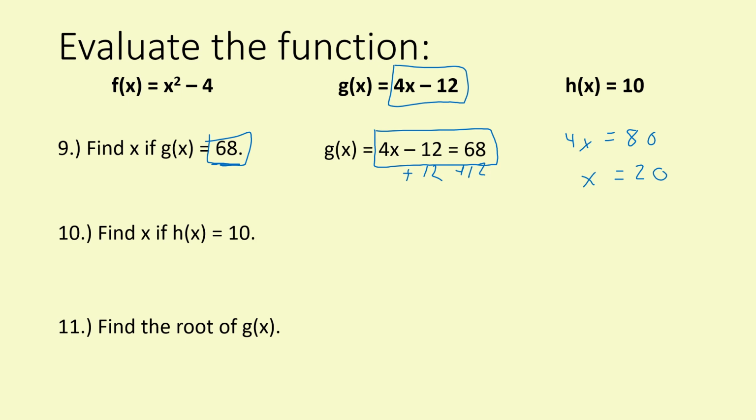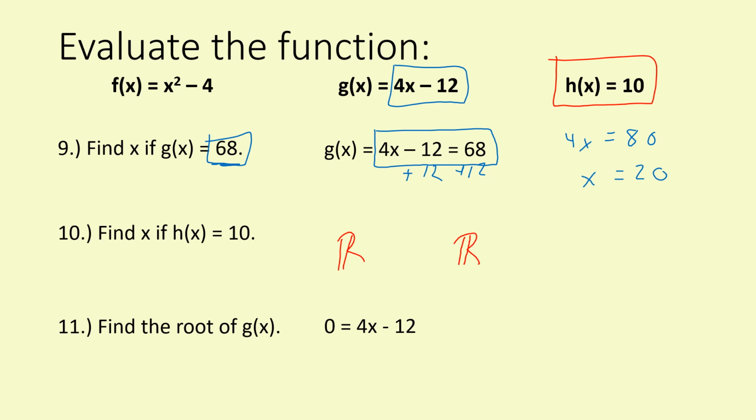All right, find x if h of x equals 10. If we look up here, h of x always equals 10. Doesn't matter what x is, there's no place to plug in the x. It's just always 10. So this is all real numbers. You can either write out all real numbers or make that fancy looking R. It's kind of sloppy on here because it's tough to write on my laptop. But it's an R with an extra line on the left.